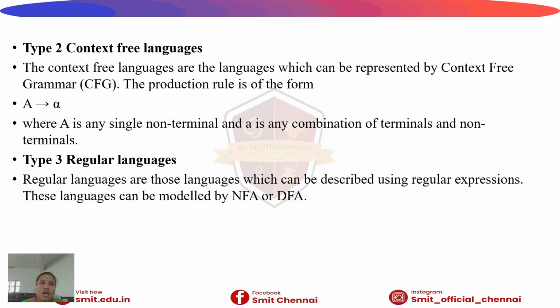Type 2 is context-free languages. Context-free languages are the languages which can be represented by the context-free grammar, the CFG. A goes to alpha, where A is any single non-terminal, and alpha is any combination of terminals and non-terminals. Type 3 is regular languages. Regular languages can be described using a regular expression, and can be modeled by the NFA or DFA.